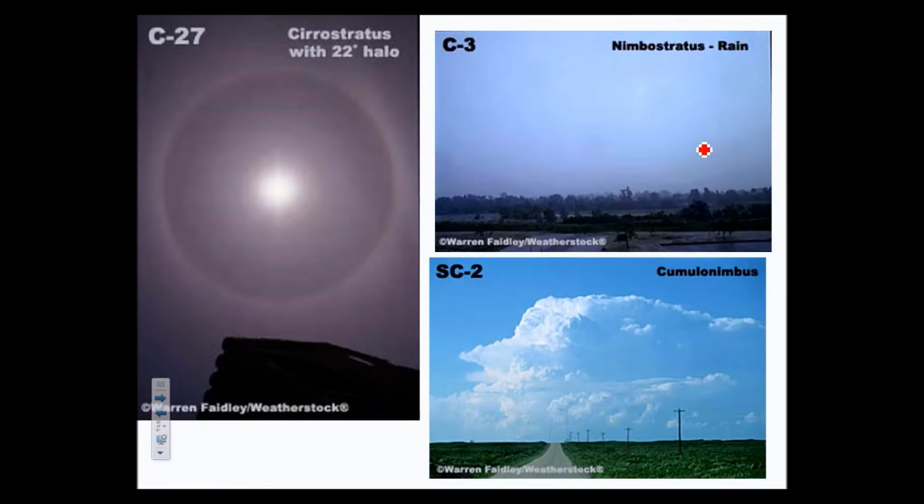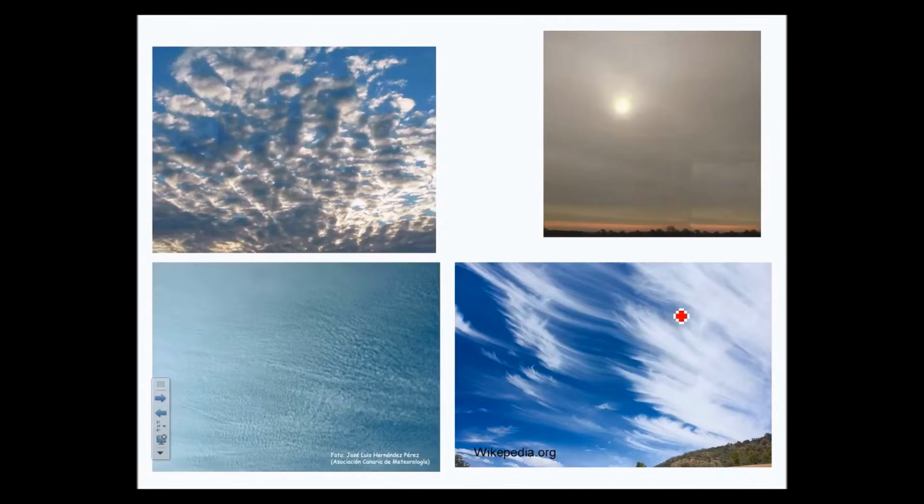Some more pictures. Here is a cirrostratus, so a high-level layered cloud. Nimbostratus, layered cloud with rain. A big cumulonimbus cloud. Okay, that's vertically developed. You have thunderstorms, maybe tornadoes and hail and stuff in here. Okay, now it's your turn. What are some of these?